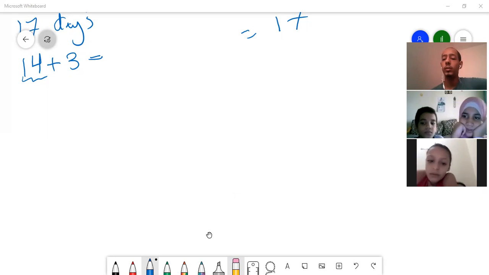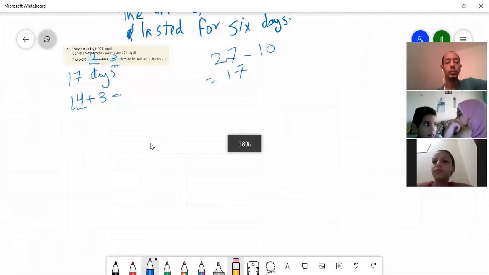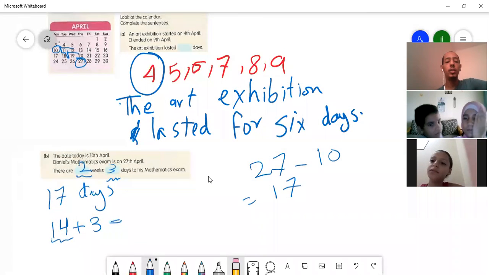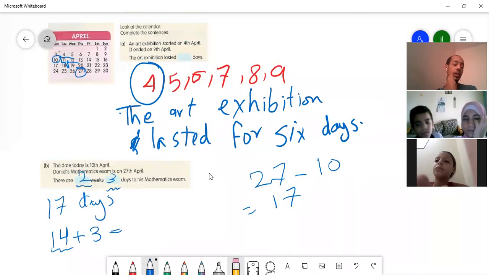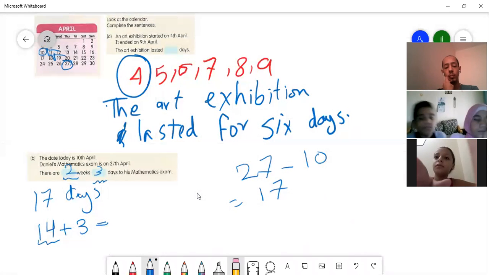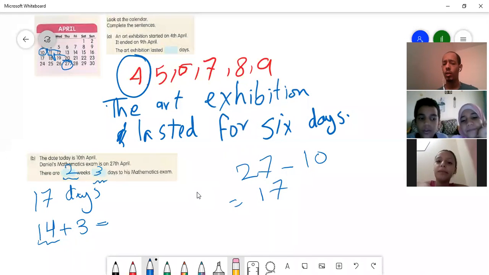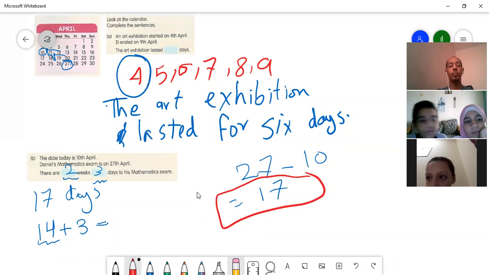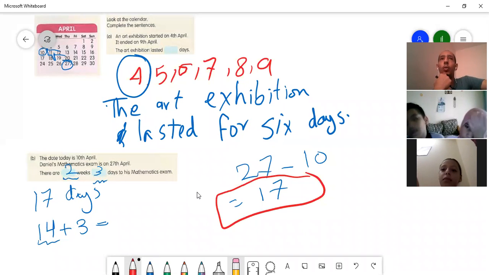Who didn't understand? Teacher, how did you get the weeks? I didn't understand. Okay. How many days are there to his mathematics exam? 17 days. Right. We agreed that it is 17 days. For 1 week, how many days?